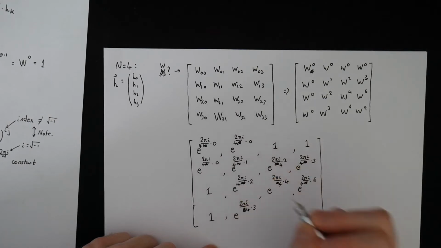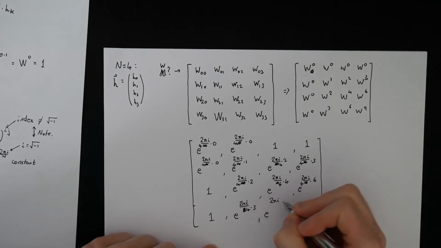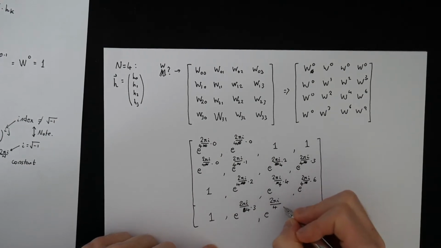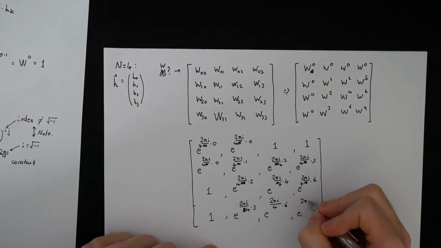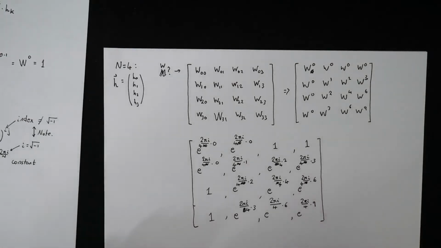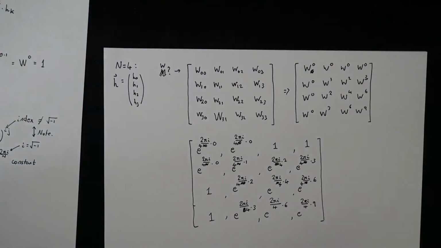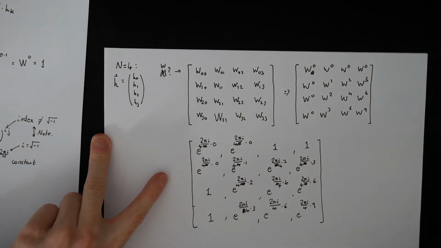There's a reason why I want to do this. We'll just finish off. E to the 2 pi i over 4, 6. E to the 2 pi i over 4, 9. Now, do you see what's happening?